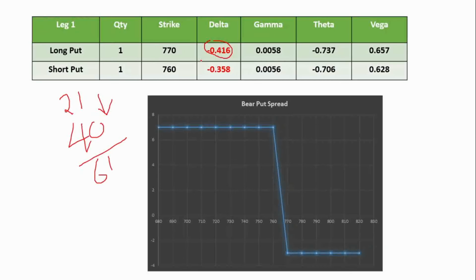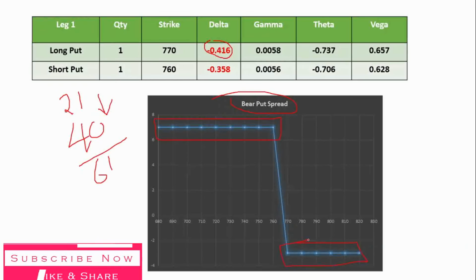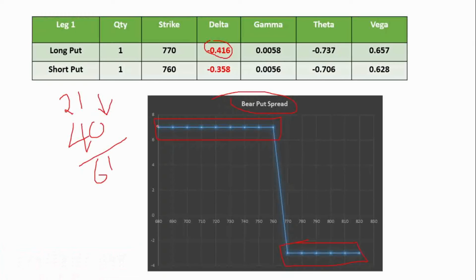You can also see the graph of the bear put spread strategy. You can see we will have a fixed profit and fixed loss. So this is a loss of 3 rupees per premium and 7 rupees per premium. This is the maximum profit. So this is all I want to discuss here.